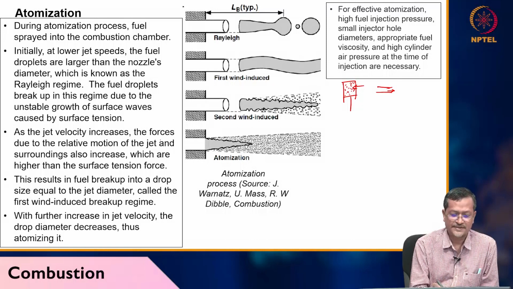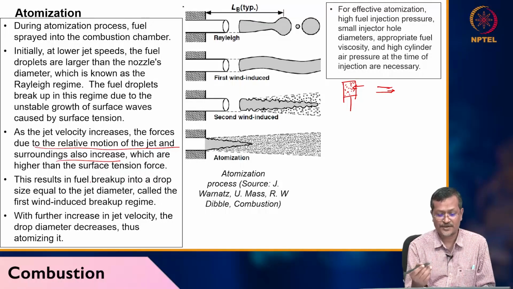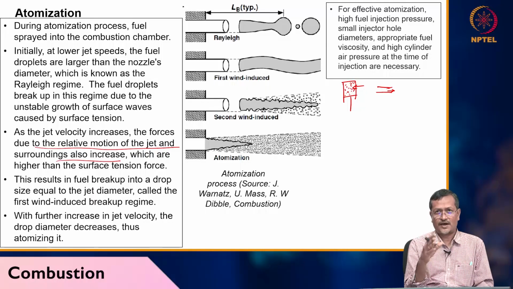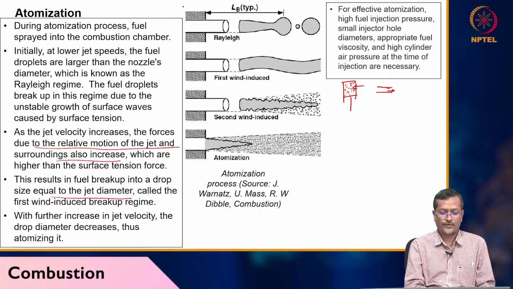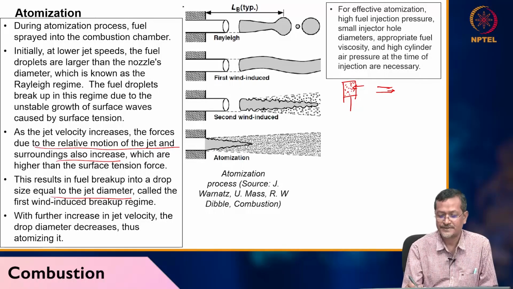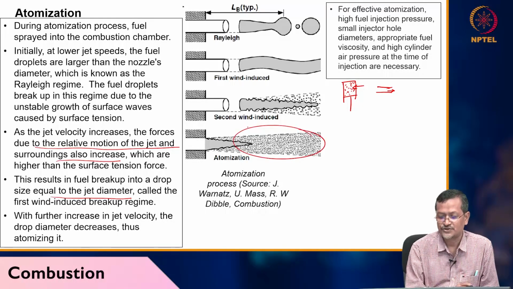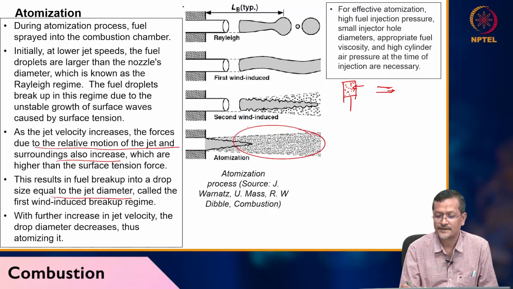As the jet velocity increases, the forces due to the relative motion of the jet and the surroundings also increase, and they become higher than the surface tension force. If surface tension is higher, it will create a small particle, a smaller circle. The result of fuel breakup into drop size equal to the jet diameter is called wind induced breakup. With further increase in jet velocity, the drop diameter decreases, thus atomization happens. So the final stage will be atomization. You can see lots of small particles are created.